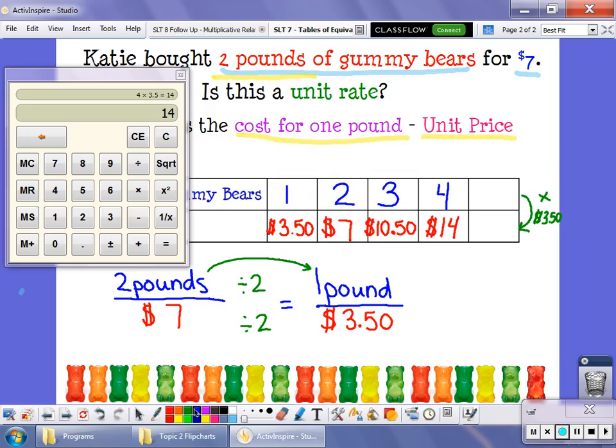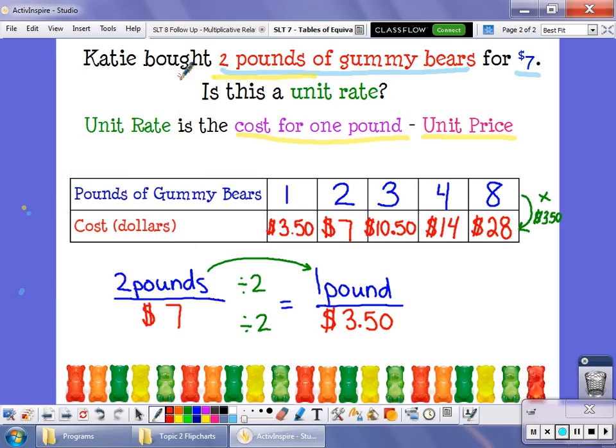But the thing about a ratio table is I can pick any value I want to. Let's say I wanted to buy 8 pounds of gummy bears. I could put an 8 in my ratio table. And then I would just come over here to my calculator, and remember, my rule is I'm going to take my pounds and multiply it by $3.50, and I'm going to find out that that's a total of $28. Okay, and that's our ratio table for our gummy bears.